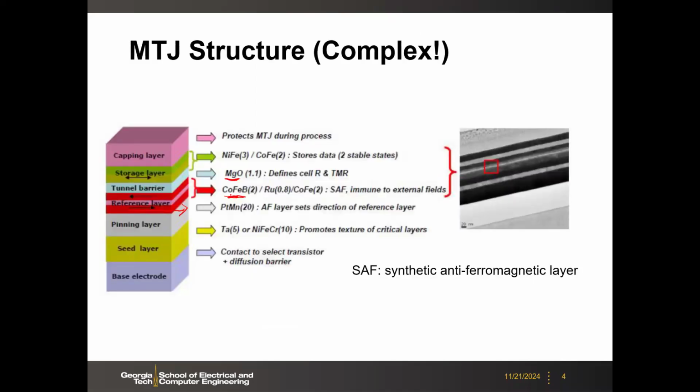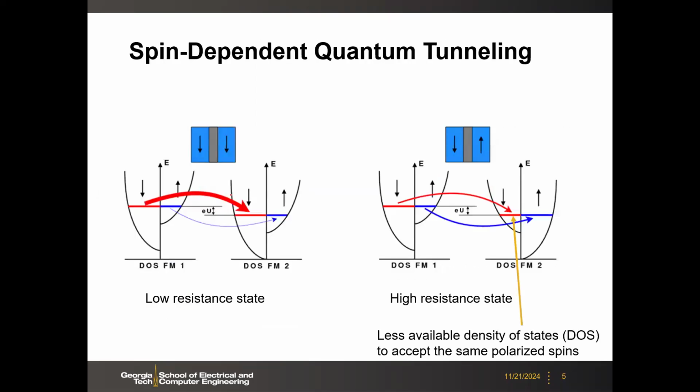This is mostly fabricated by sputtering, the PVD, physical vapor deposition method, and you need very precise control of the deposition. So it's not easy in terms of fabrication. Let's talk about some device physics. Why would we have the high and low resistance states across the MTJ? This is all because of the quantum tunneling across that tunnel oxide.